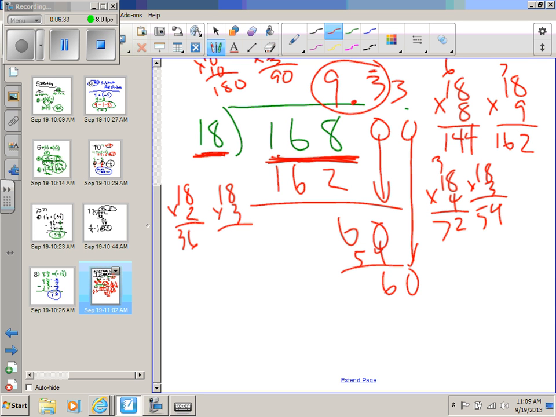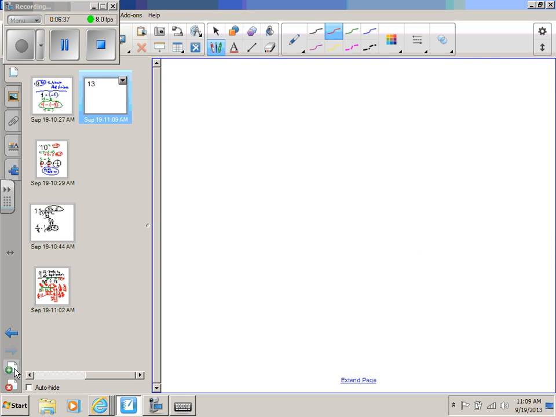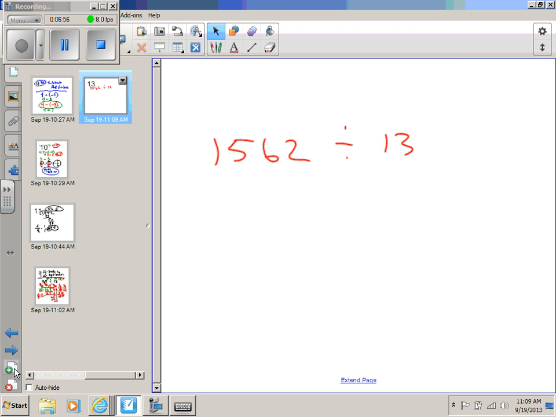Yes, you can still use the big boy. Absolutely. Okay? Try one? Of course. Okay, I'll write it that way just in case you want to use that estimation skill.